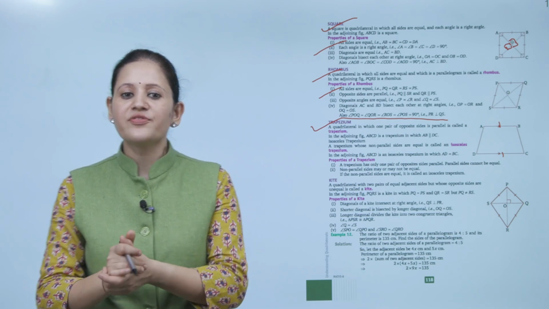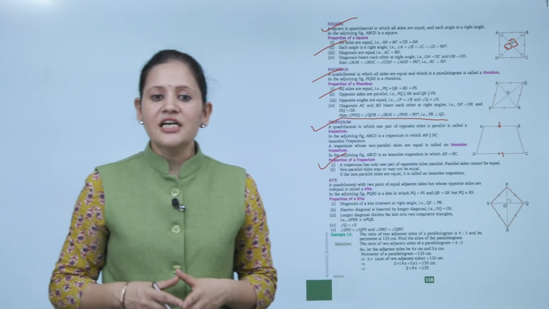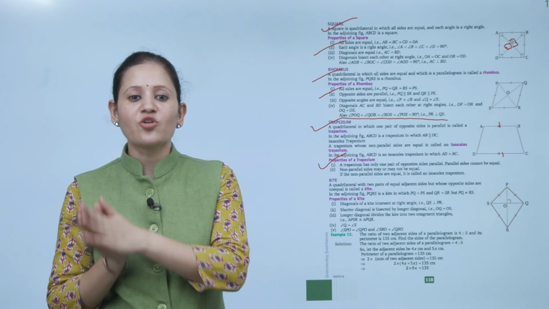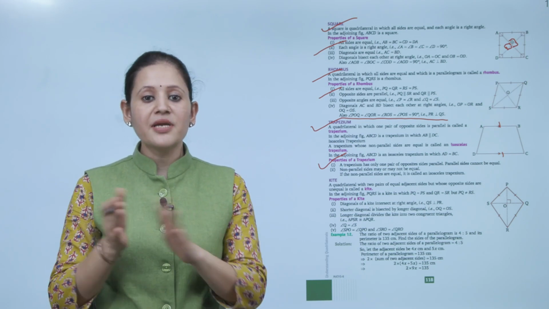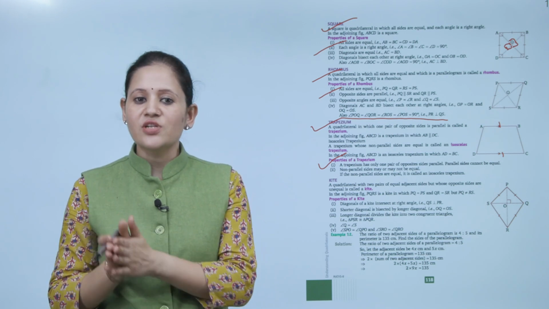Next is properties of trapezium. A trapezium has only one pair of opposite sides parallel. Parallel sides cannot be equal. Non-parallel sides may or may not be equal. If the non-parallel sides are equal, then it is called an isosceles trapezium.